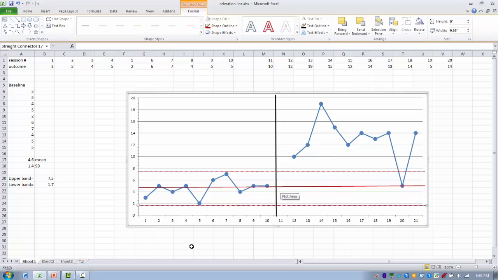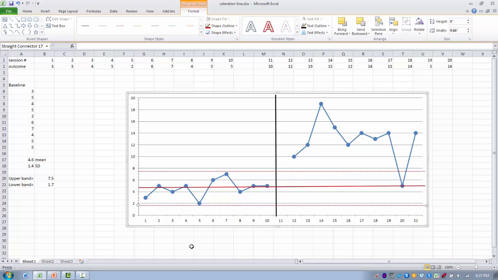So as you can see, our mean response was here about 4.6, and our upper band was 7.5. As you can see, only one data point from the intervention phase falls within that two standard deviation band, and the remainder are outside of that band. So we have basically 8 consecutive points that fall outside of that two standard deviation band. So the 8 points in the intervention phase fall above this band, so we could therefore conclude that there was a significant change from the baseline to the intervention phase.